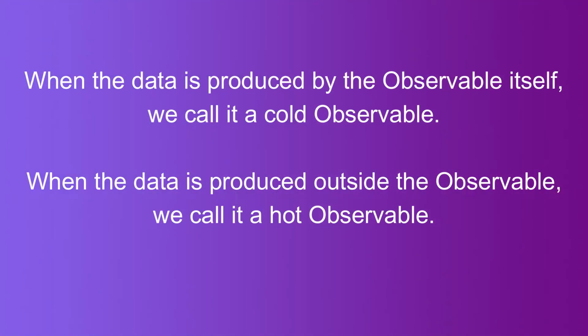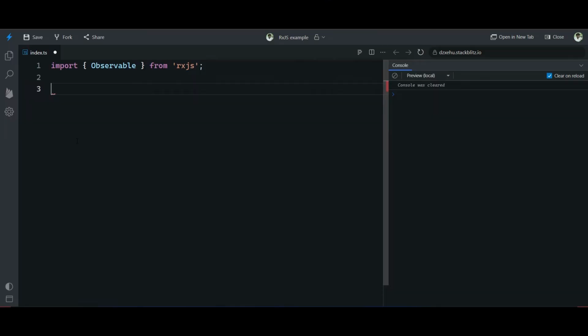First, we will see the definition about hot observable and cold observable. When the data is produced by the observable itself, we call it a cold observable. When the same data is produced outside the observable, we call it a hot observable. It is difficult to understand by definitions, so I will show you the code so you will understand quickly.